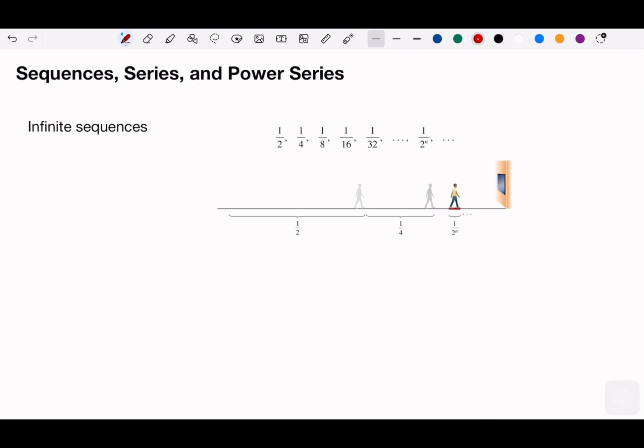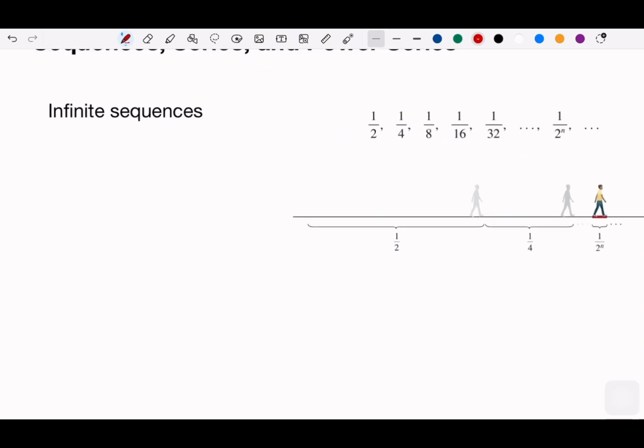And from the numbers that we've done here, half, 1/4, 1/8, 1/16, and so on, we can have a pattern that we call 1/2 with power of n. So when n is 1 it is half, when n is 2 it is 1/4, and you can see 1/8, 1/16, and so on. Now this is what we call a sequence. So a sequence is a list of numbers in definite order.